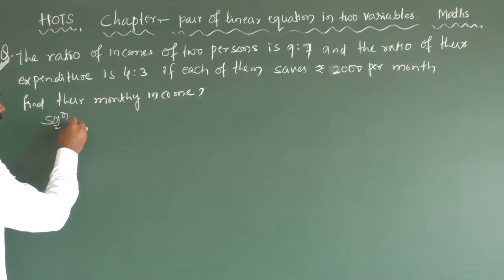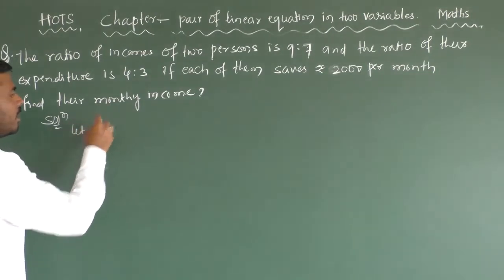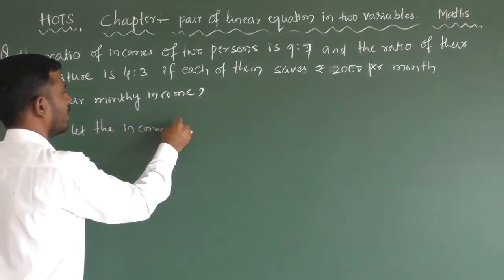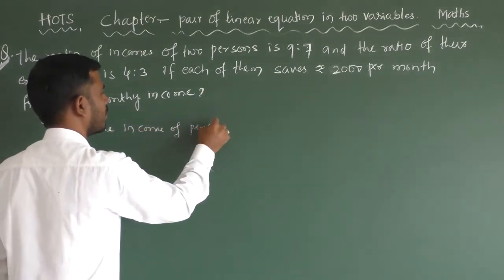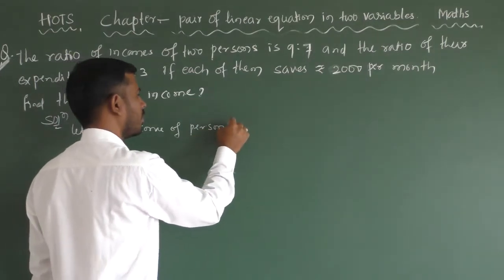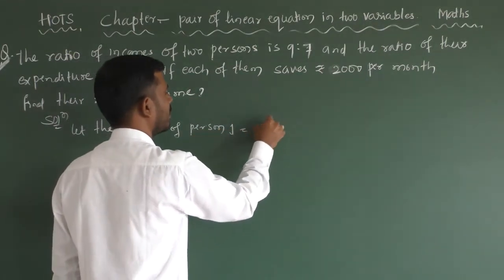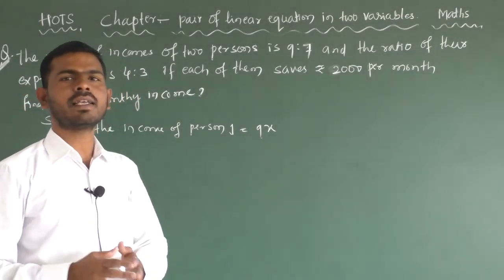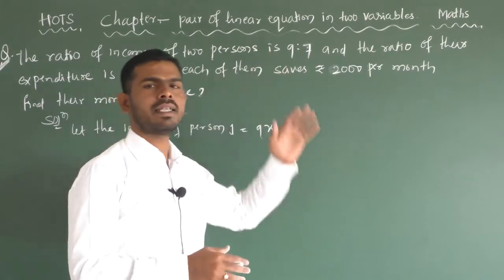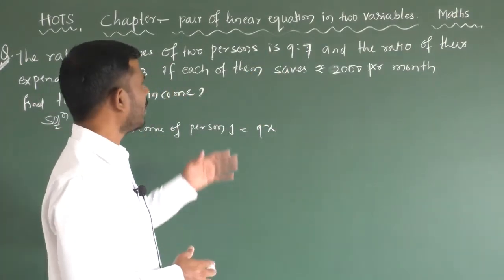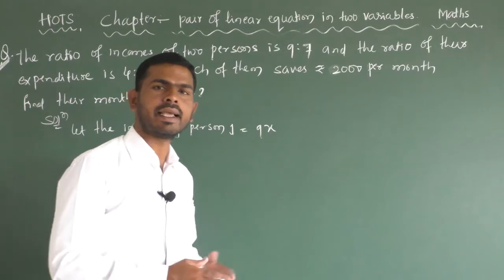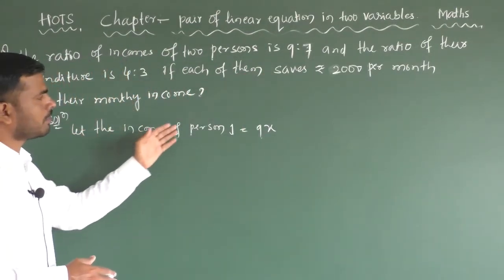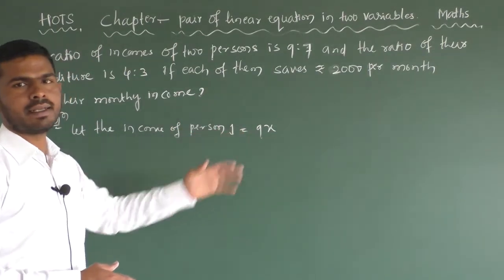First step, let the income of person 1 be 9x. Here you have to take 9x, don't just take x and y, because the ratio is directly given. Suppose it is not given in the ratio, then we would consider x and y, but here the ratio is given. That's why we take the income of person 1, the first person, as 9x.